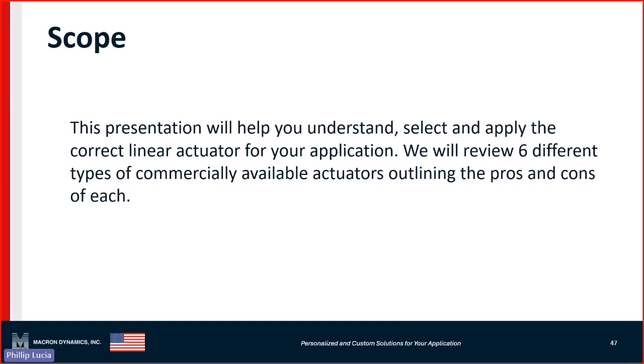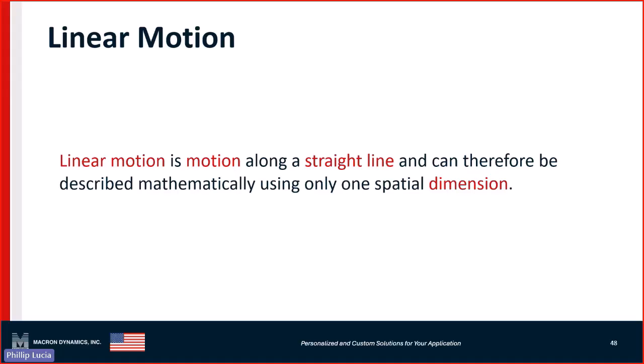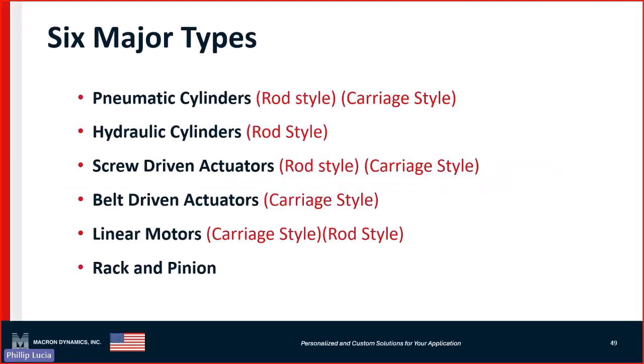This is going to be kind of vendor agnostic, so it's just going to be more of a baseline entry level discussion. So what is linear motion? It's basically motion along a straight line, and that's kind of the bottom line. And it can be described mathematically using only one spatial dimension. It's a lot of $5 words, but really, what is it?